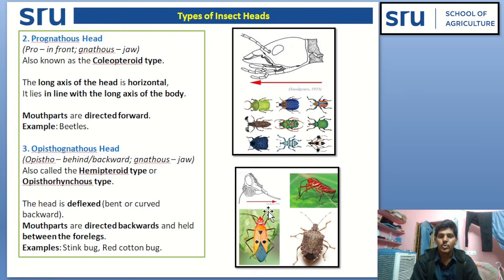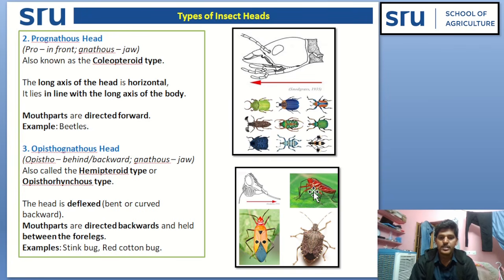Prognathous head. Pro means front, gnathous means jaw. Here the mouth parts are directed in forward direction. It is also known as coleopterite type of head. It is there in beetles and weevils. Here the long axis of the head is horizontal and it lies in line with the long axis of the body. The mouth parts are directed forward. That's why the name Prognathous head, and examples are beetles and weevils.